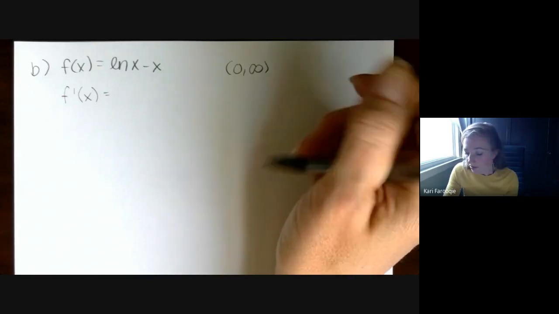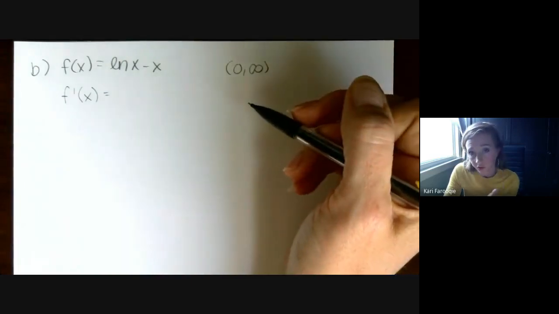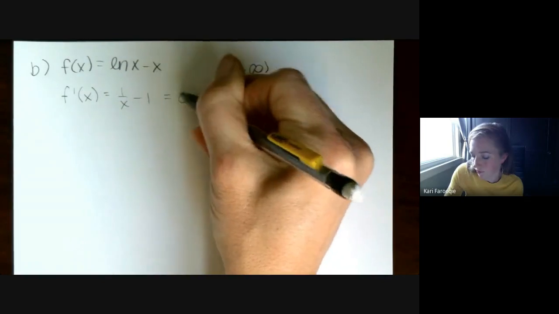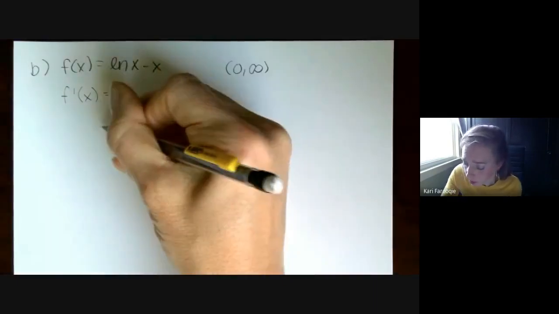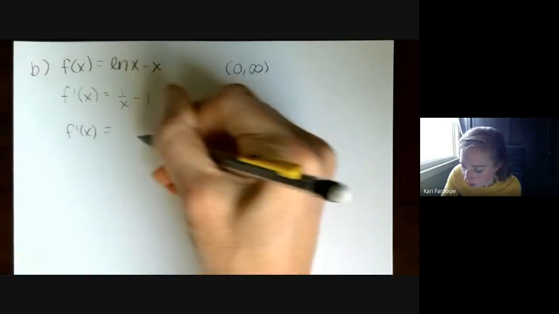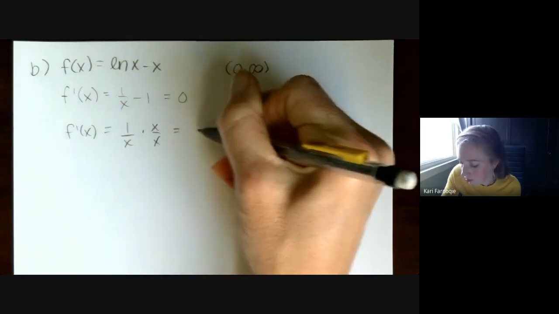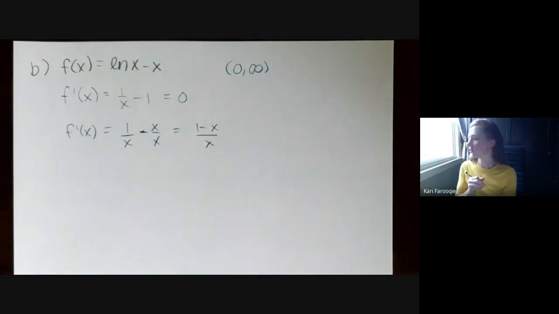All right, so here's your function. I need the critical numbers first. In order to get the critical numbers, I'm going to take the first derivative and set it equal to 0. I want to be consistent with what I've been doing all along, so I'm going to write this as one fraction, and then we're going to look at the numerator and denominator separately. So I'm going to rewrite f prime as 1 over x minus x over x. That's a minus, so 1 minus x over x.